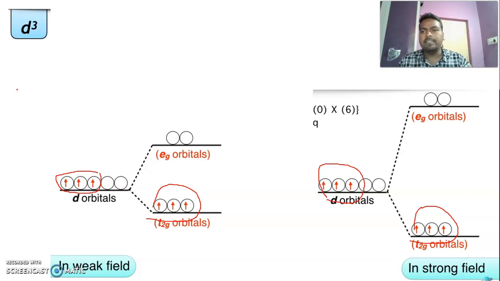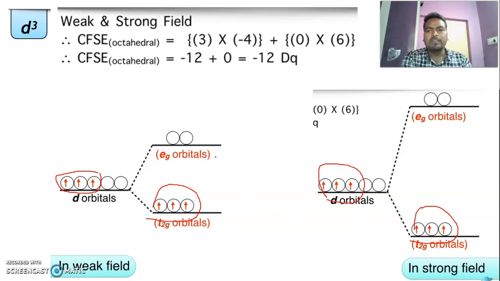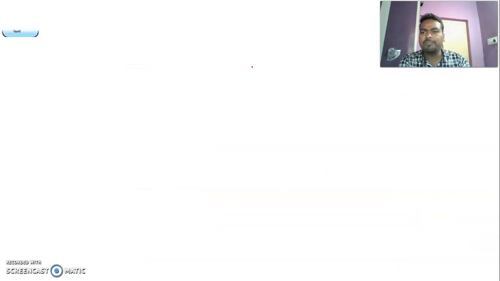Okay, and here this is the d3 configuration, and for the CFSE there are 3 electrons in t2g, that's why 3 into -4 plus 0, because there are no electrons in the eg level, that's why 0 into 6. So 3 fours are -12 plus 0. So -12 Dq is the crystal field stabilization energy of a d3 complex.